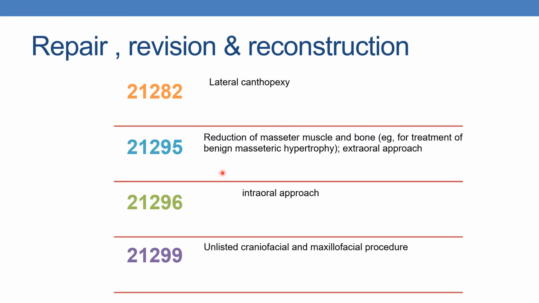The next is 21295. It deals with reduction of masseter muscle and bone, for the treatment of benign masseteric hypertrophy, extraoral approach. The next is 21296. It deals with intraoral approach. The next is 21299. It deals with unlisted craniofacial or maxillofacial procedure. By this we complete the revision, repair and reconstruction codes for head.